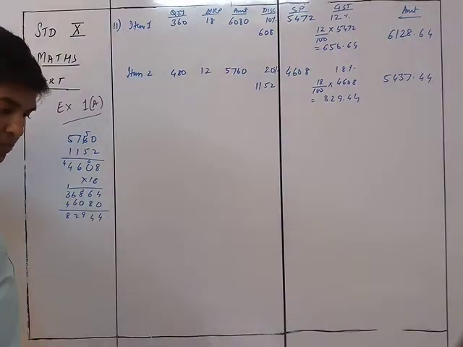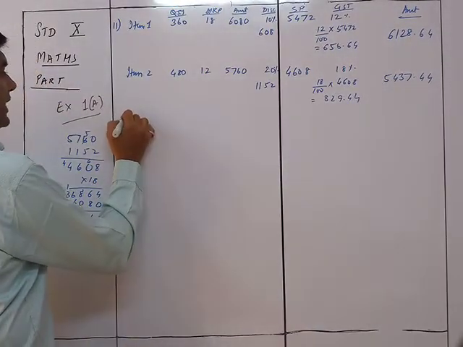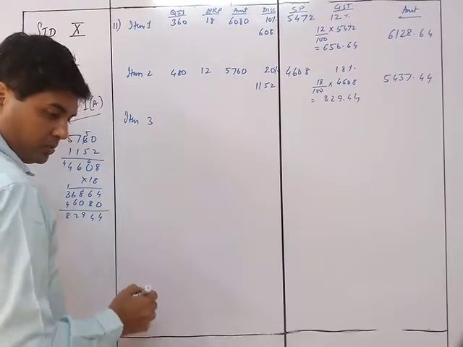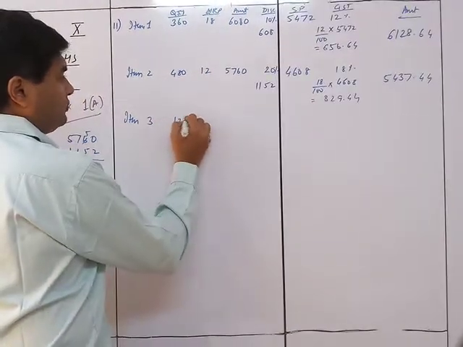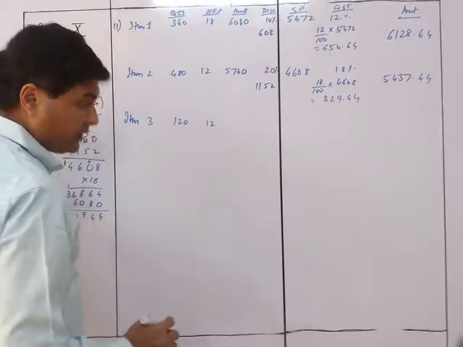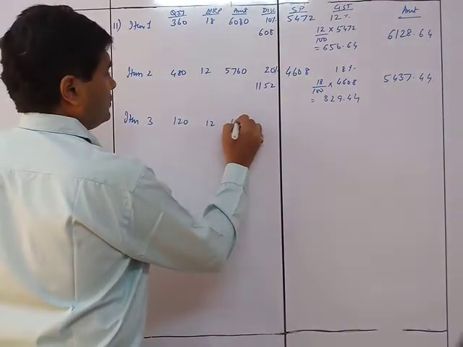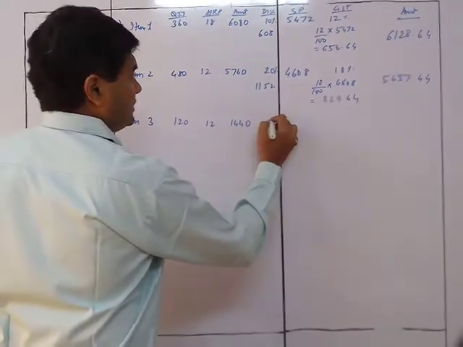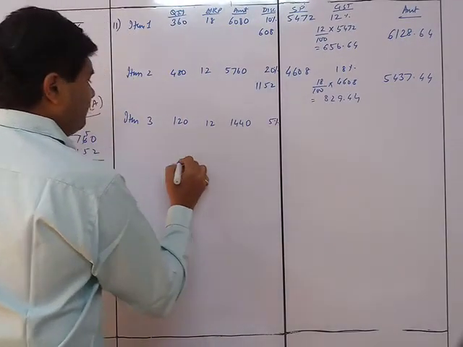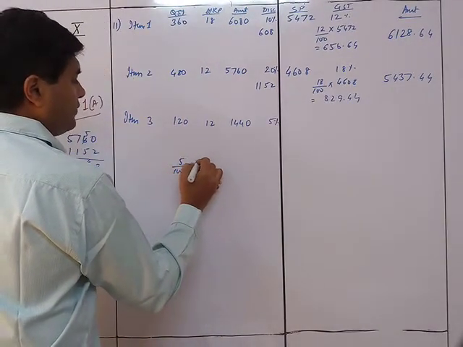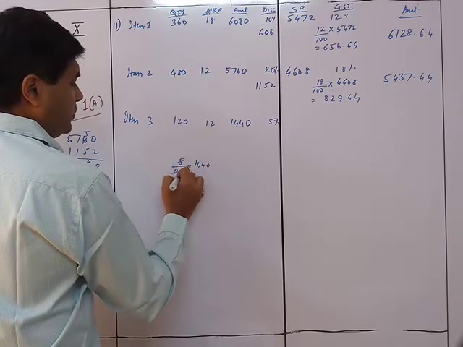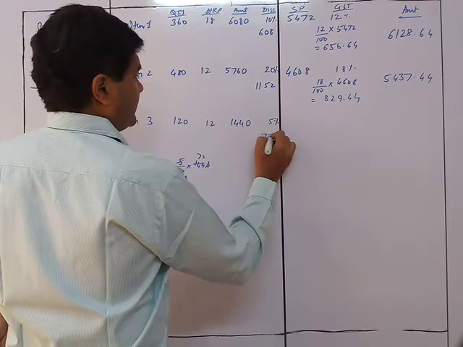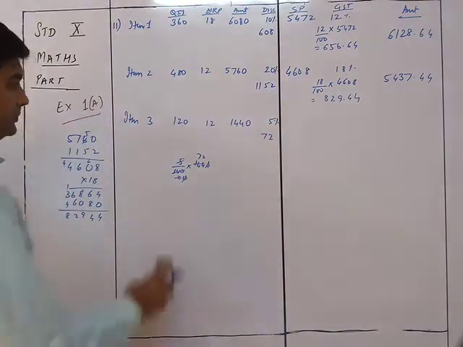Okay, we move on to item number 3, which is 120 items for 12 rupees. Again, 12 12s are 144, 1440. The discount over here is just 5%. So 5% is 5 upon 100 into 1440. So that will be 72. So it will be rupees 72 is the discount.